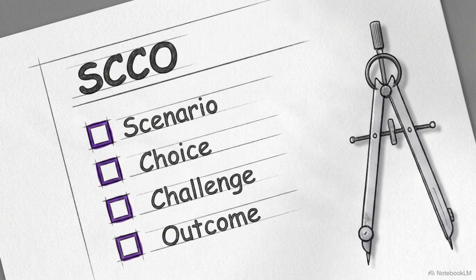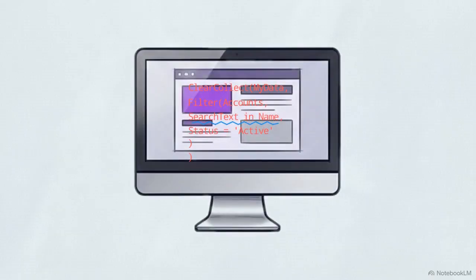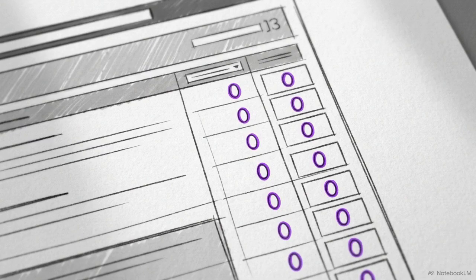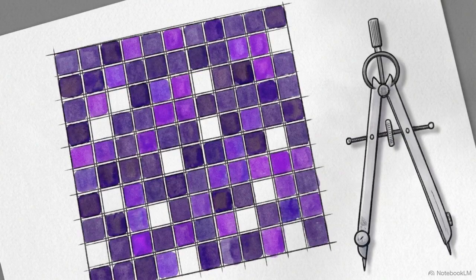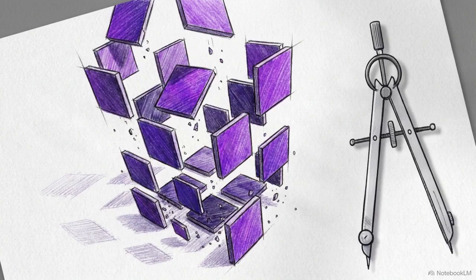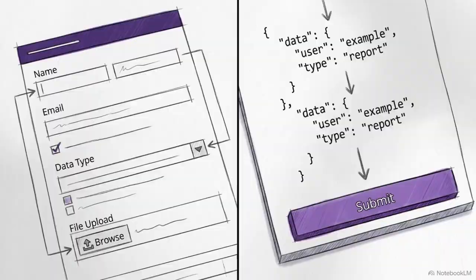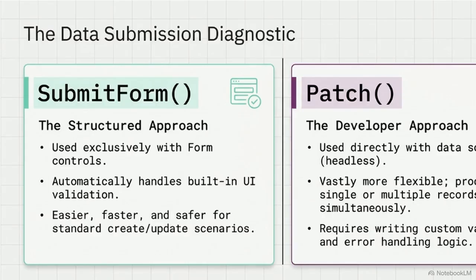Once you've safely fetched the data, you have to write it back. This introduces an explicit choice between structured simplicity and developer flexibility. SubmitForm is highly effective for rapid operations leaning on built-in UI validation. It's safe for standard creation scenarios. But an architect knows when constraints force a switch to patch, highlighting scenarios requiring headless submission, custom UI, or complex multi-table updates. Choosing patch takes off the safety rails.